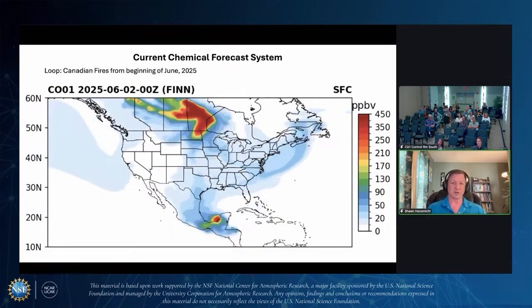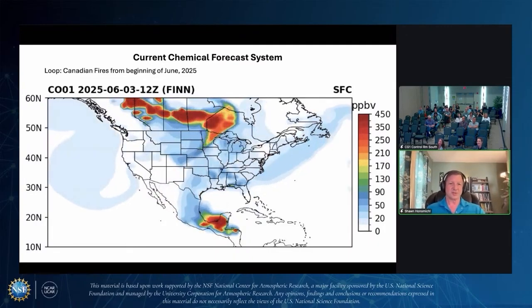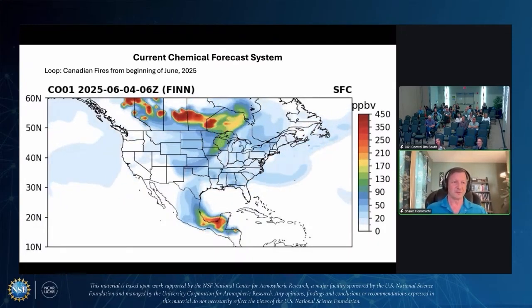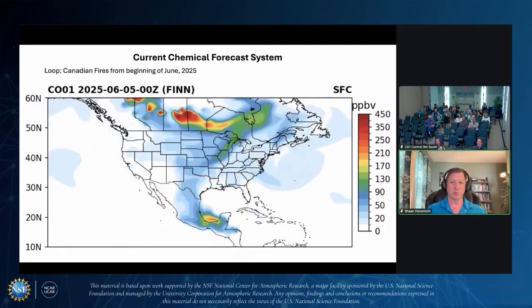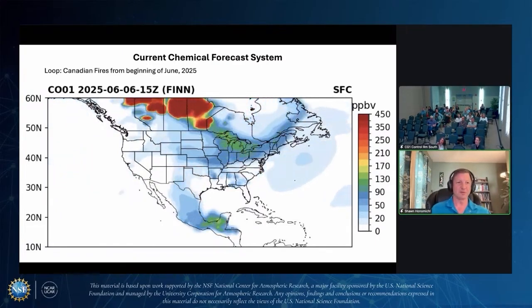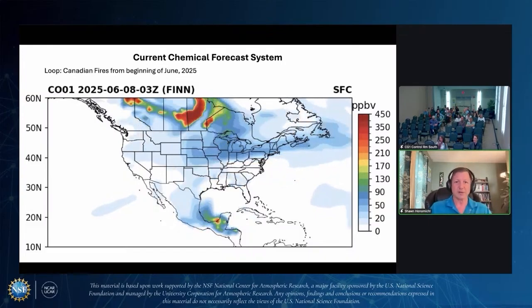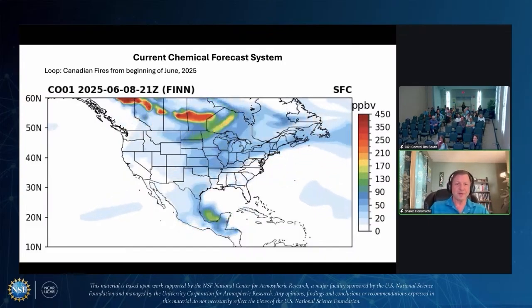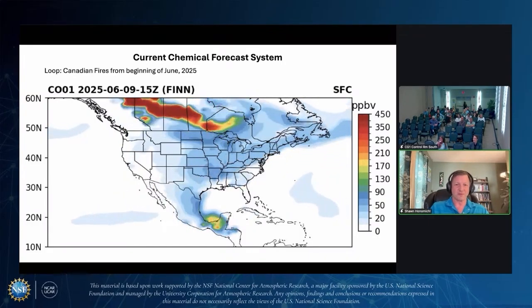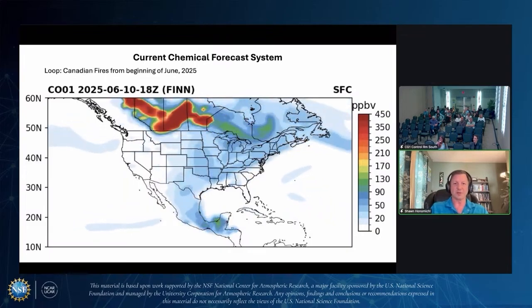And this is just a quick little demo of what our forecast can do. This is just a loop of CO fires from the beginning of the month, kind of highlighting the Canadian fires that have been going on. And so this is just one of our pre-visualized forecast products.